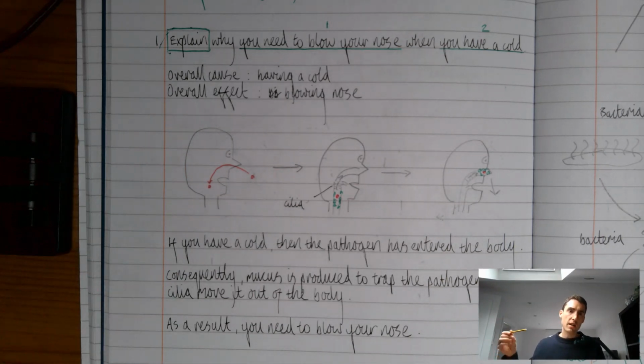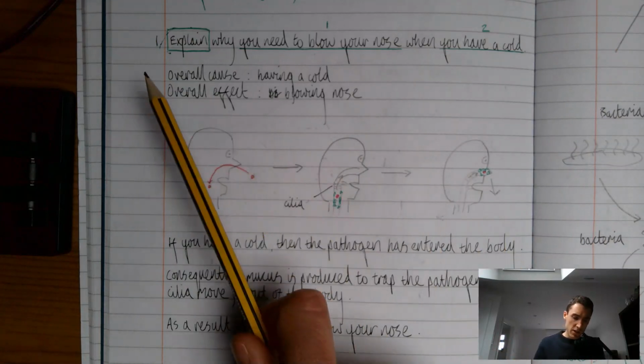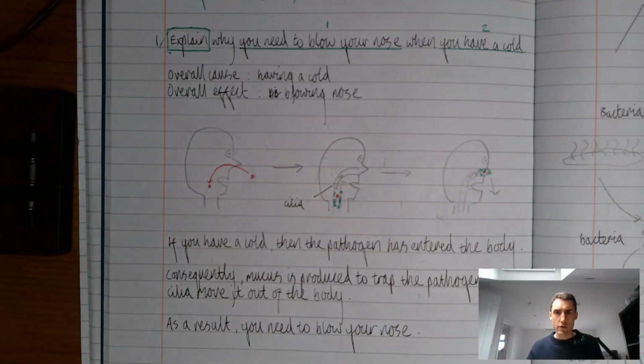So I just came up with some examples in the second part of this lesson. They're really very straightforward. It's just a series of questions, essentially getting students to apply their knowledge of body defenses to a few more concrete examples. So the first one is: explain why you need to blow your nose when you have a cold.